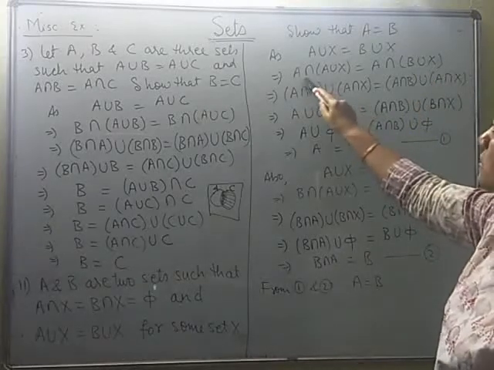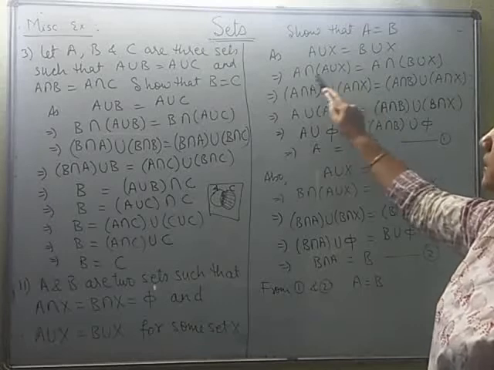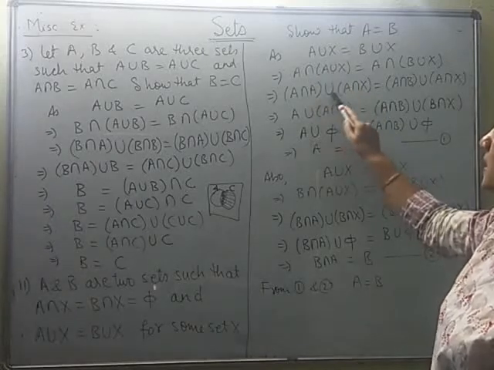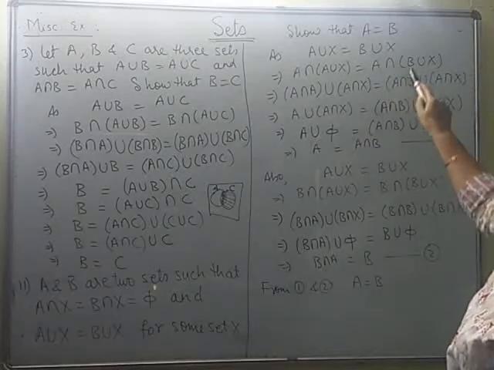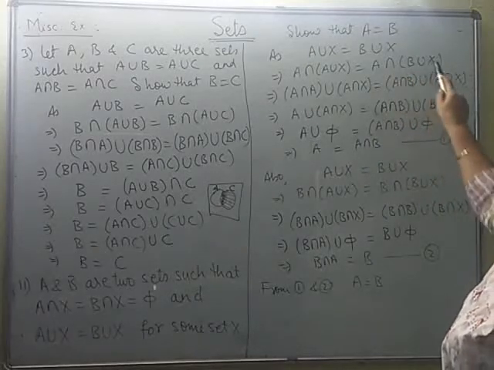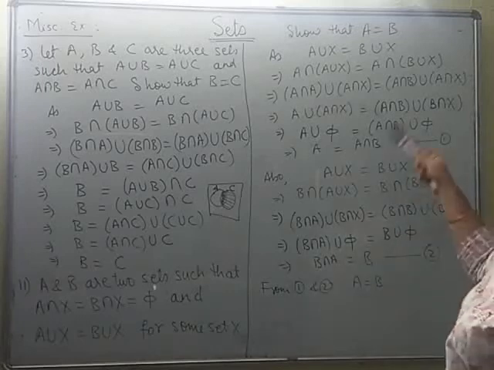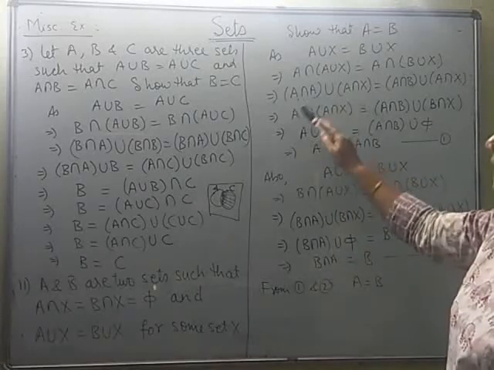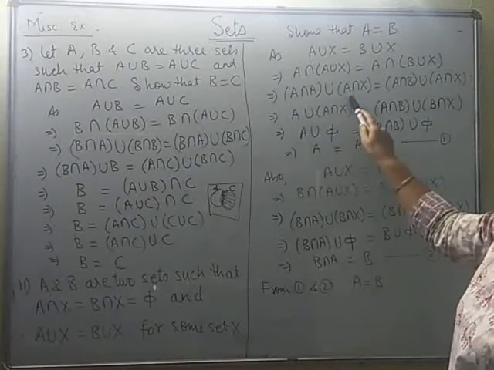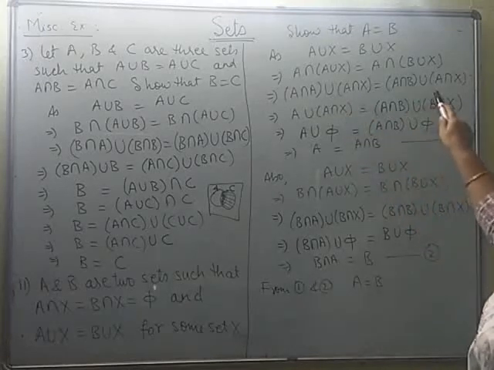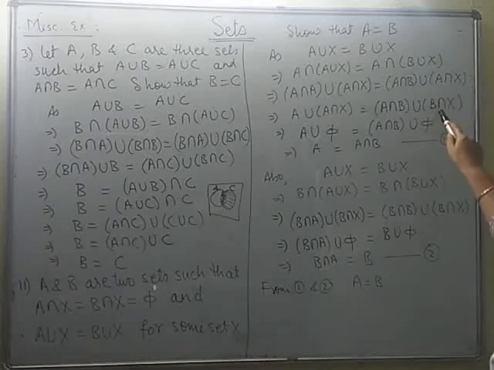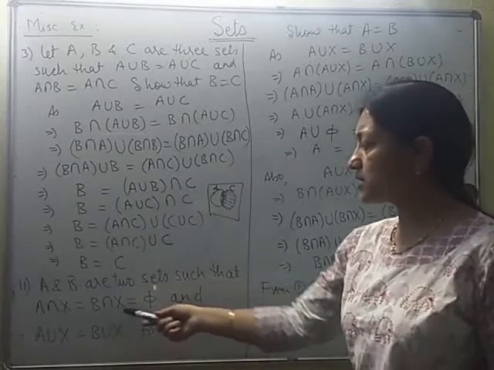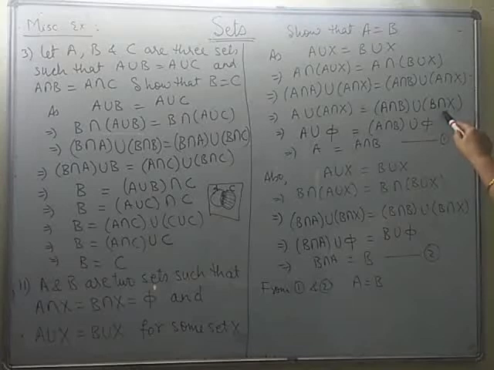Now you distribute A intersection among this. So it will be A intersection A, then union A intersection X. On the right side, it will be A intersection B, union A intersection X. Now try to simplify these. A intersection A remains A. This remains A intersection X. On the right side, A intersection B I have kept as it is, but A intersection X I have replaced with B intersection X. You can keep it like that also.